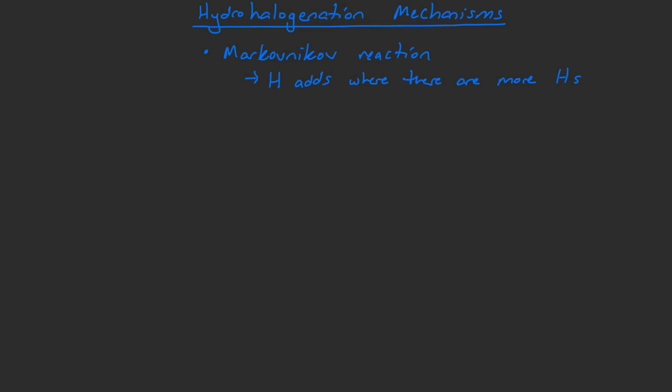And then again, if we were using HBr as our reagent, the Br, or the other half of the hydrohalogenation, so the halogen part, would add where there is more substitution on the alkene. So let's look at our first example of this mechanism. So let's take just a very basic alkene, and let's say we're going to react it with HBr.